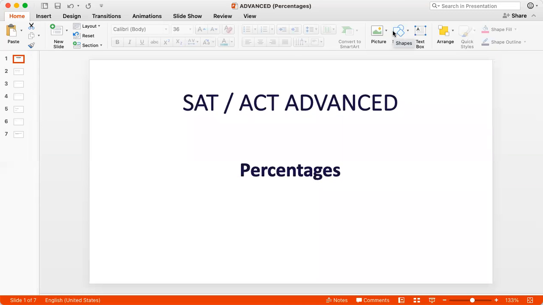Hello students, today we begin a new series on SAT ACT Advanced. This would feature advanced questions from different topics on these two exams. Today we'll discuss percentages. If you're not sure of the basics of this concept, learn the basics first and then come back and attempt this drill.